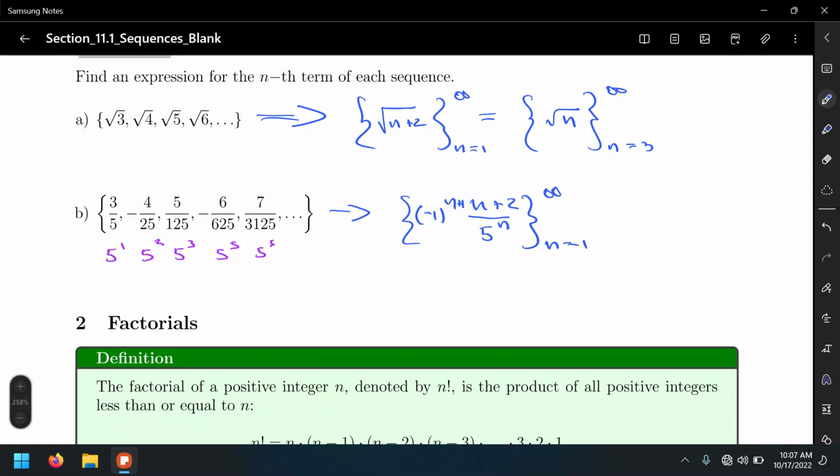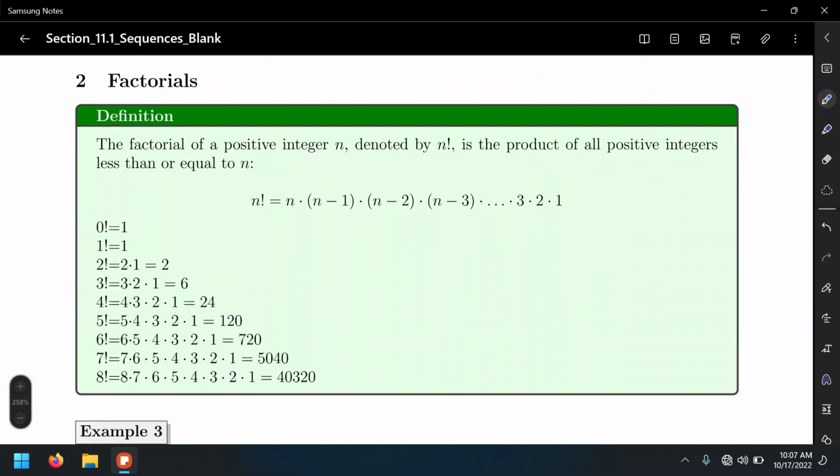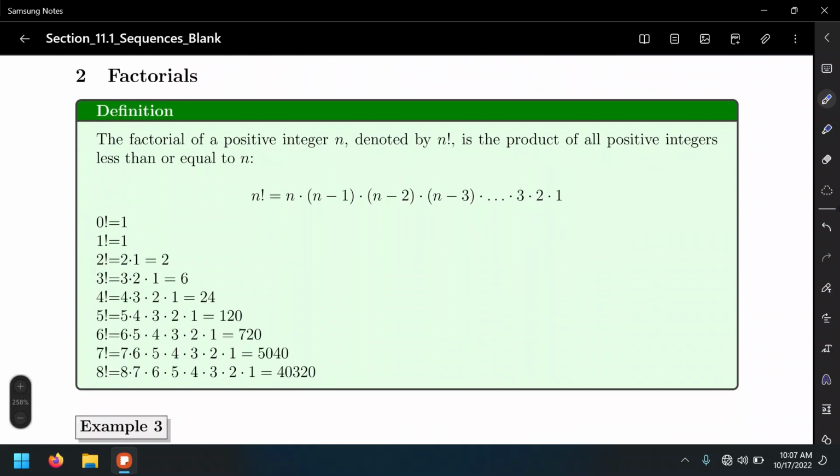Like in this case, we use the powers of 5, powers of 2, powers of 3, etc. Perfect squares, perfect cubes. So, before going to the next topic, which is finding the limit of a sequence, we need to understand how to work with factorials. You may have worked with factorials before, or maybe not. If you have taken a probability and statistics course, you may have worked with these factorials. So what's the factorial?